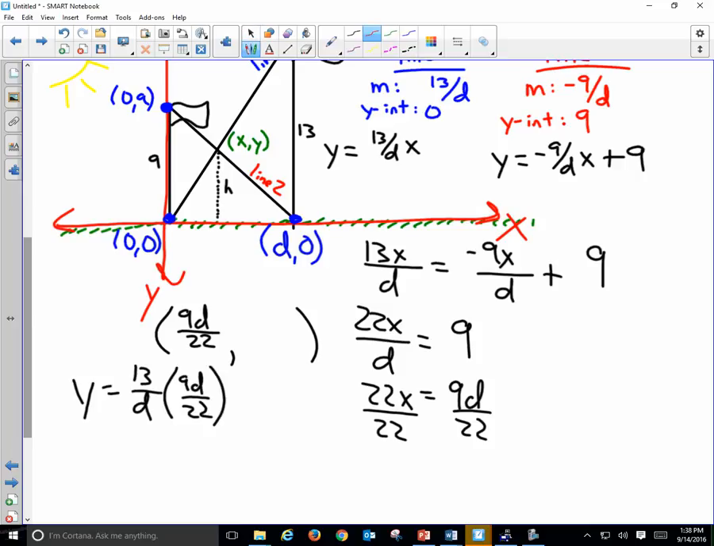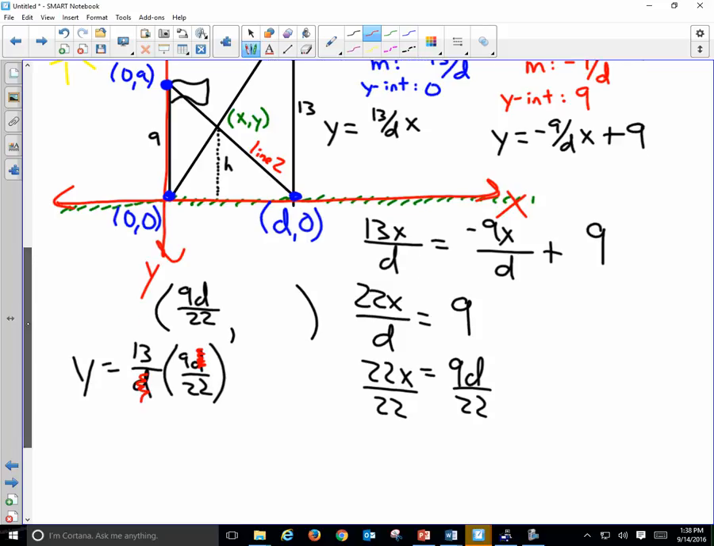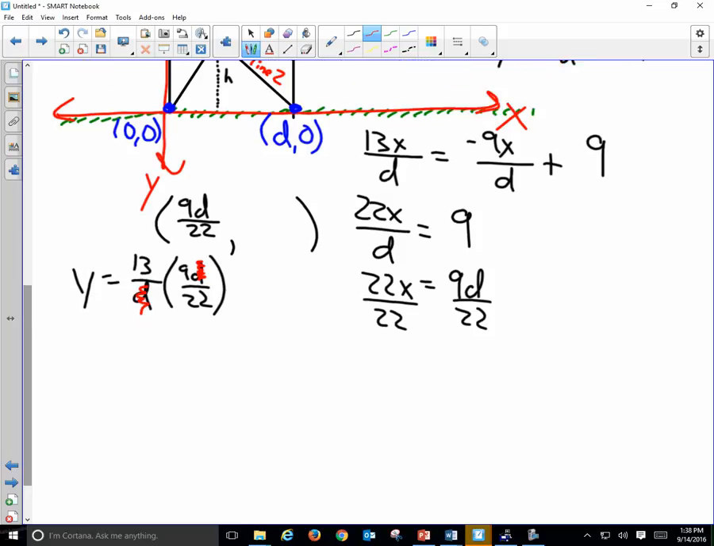And now the aha moment should happen. What do you notice? The d's cancel. That shows that the distance that they are apart really plays no role in this situation. We end up with y is equal to 13 times 9, which is 117, over 22. Somebody take that and divide that in your calculator for me so we can get a decimal approximation.